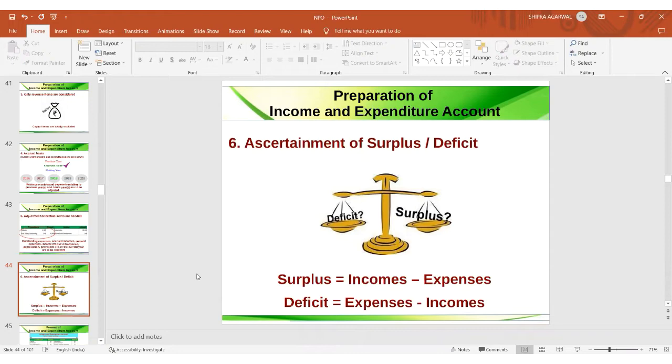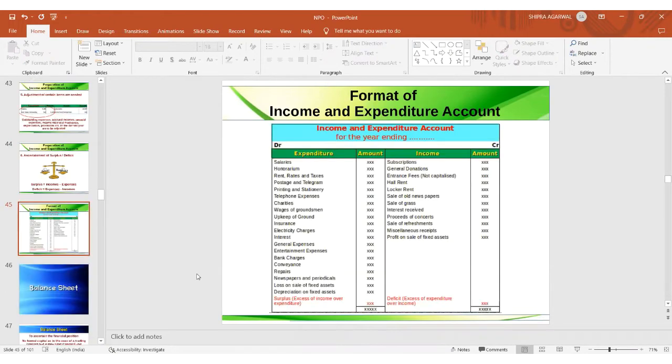Now, this is the format for your income and expenditure account, where you can see that this side is your expenditure side and this side is your income side. So all the revenue nature transactions are to be shown over here, right?